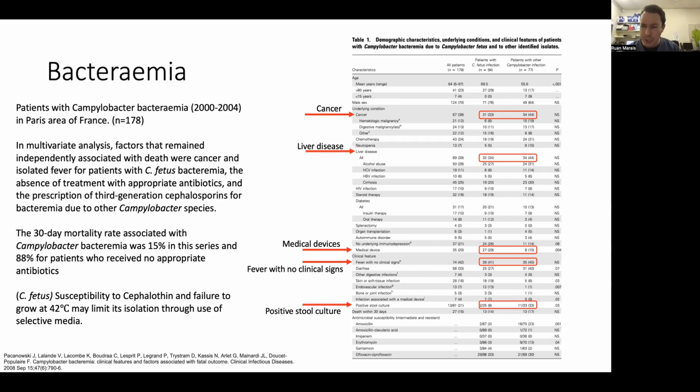And with infection with other Campylobacter species, while malignancy again was important, and liver disease was important, medical devices were not as much, and they much more frequently had diarrhea or digestive infections. Positive stool culture was seen in about 1/3 of other Campylobacter infections, but only about 8% of Campylobacter fetus. And that might be because of the isolation techniques, which I'll address in a second.